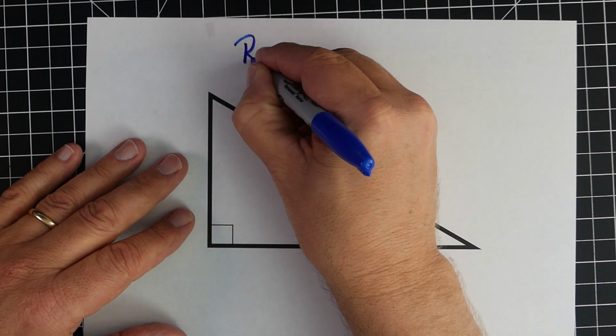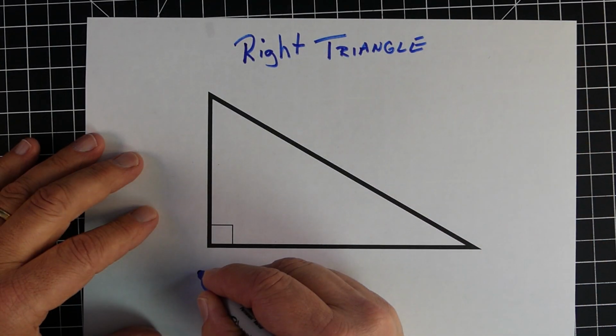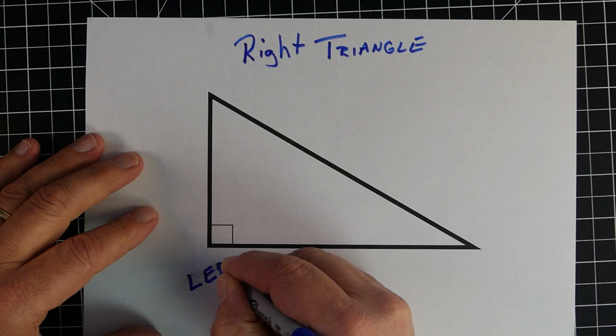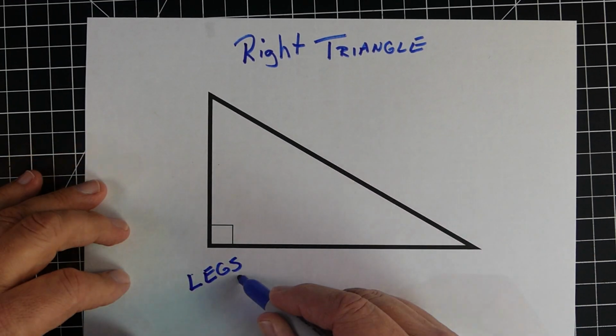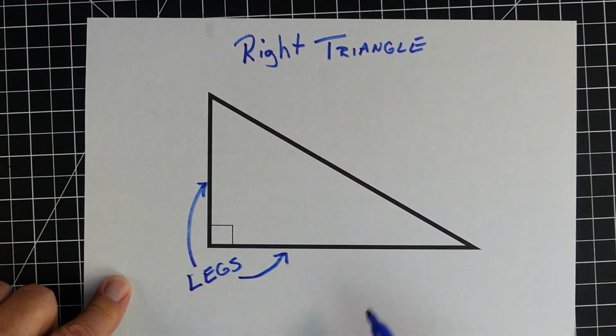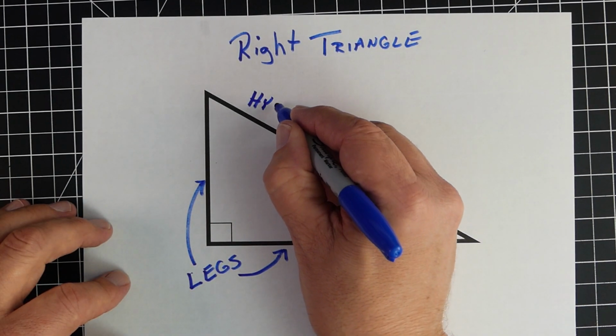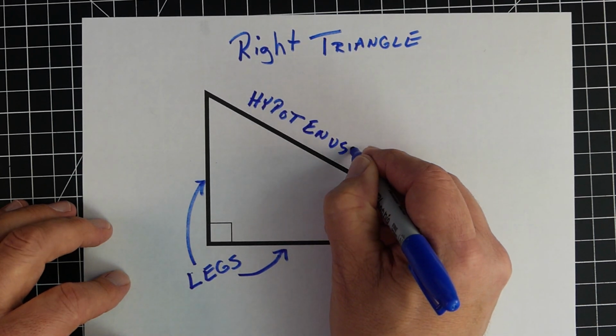In this video, we're going to focus on the right triangle. We're talking about some key terminology and some other stuff that goes along with it. So one of our first key terms is we know that there's three sides to a triangle. In a right triangle, the two shortest sides are referred to as the legs. The third side, the longest side, is referred to as the hypotenuse.